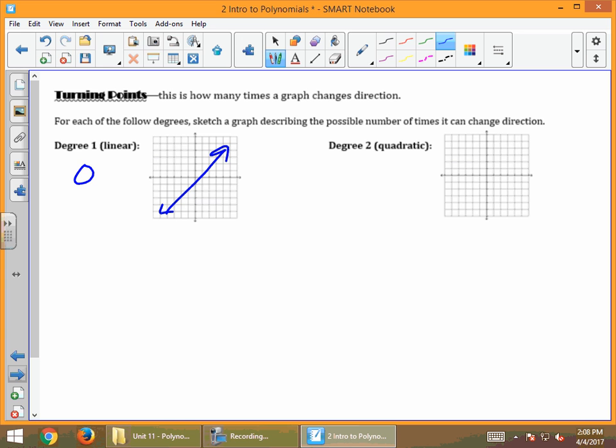What about quadratic? What kind of shape is the quadratic made? Yeah, new shape. So how many turning points or curves does that one have? One. And again, draw any kind of quadratic you want to. That's mine. That's one turning point.